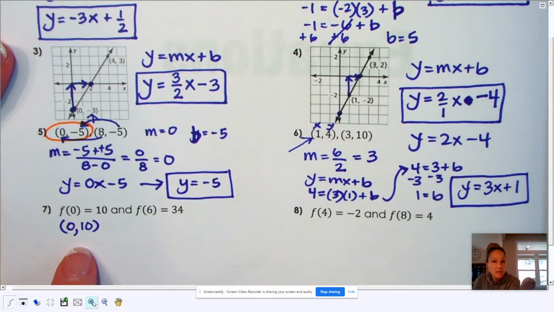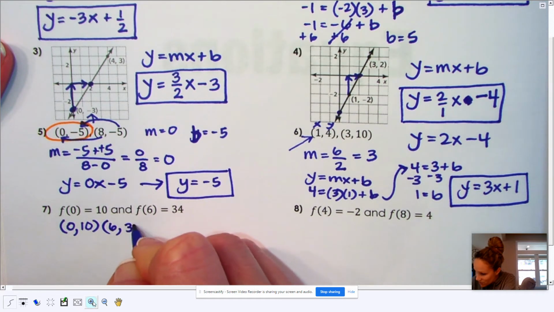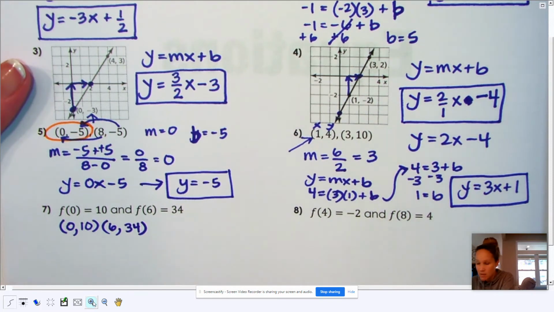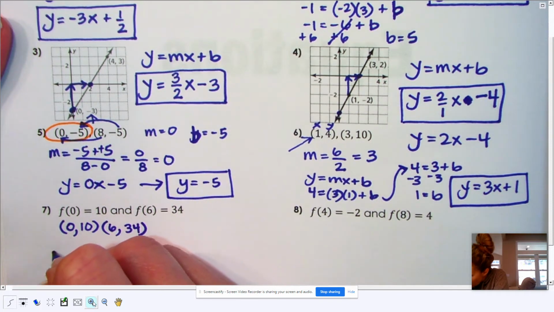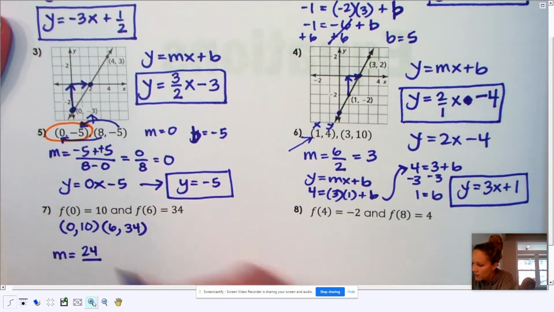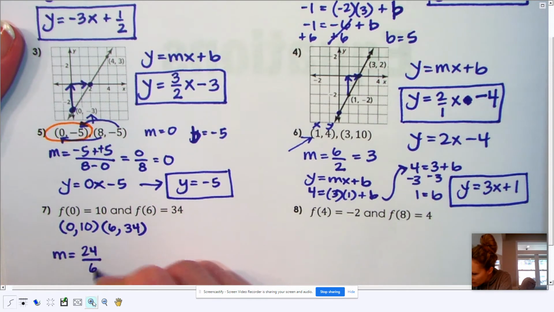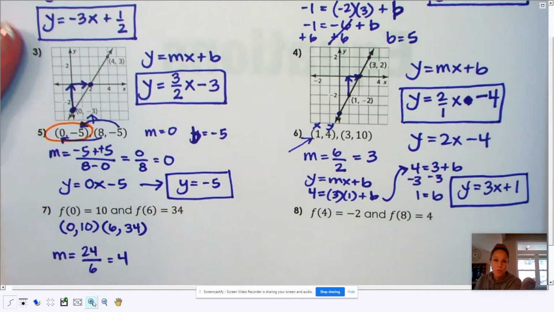So I can just easily write that as an ordered pair if that makes a little bit more sense to you. Okay, so we're going to do the same thing. We're going to say in the y direction from 10 to 34, it went up by 24. In the x direction from 0 to 6, it went over by 6. So my slope is 4.